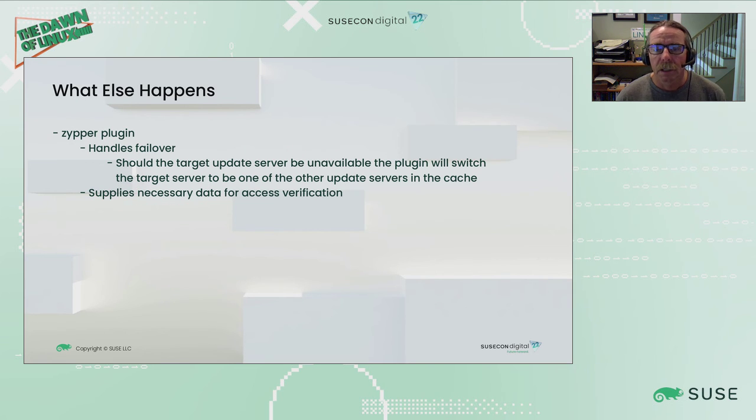What else happens? The cloud-regionsrv-client package also provides a zypper plugin. That plugin handles failover in a transparent way. So should the target update server be unavailable, then the plugin will automatically switch the target server to one of the other update servers based on the information that is cached. And the zypper plugin supplies the necessary data for access verification.